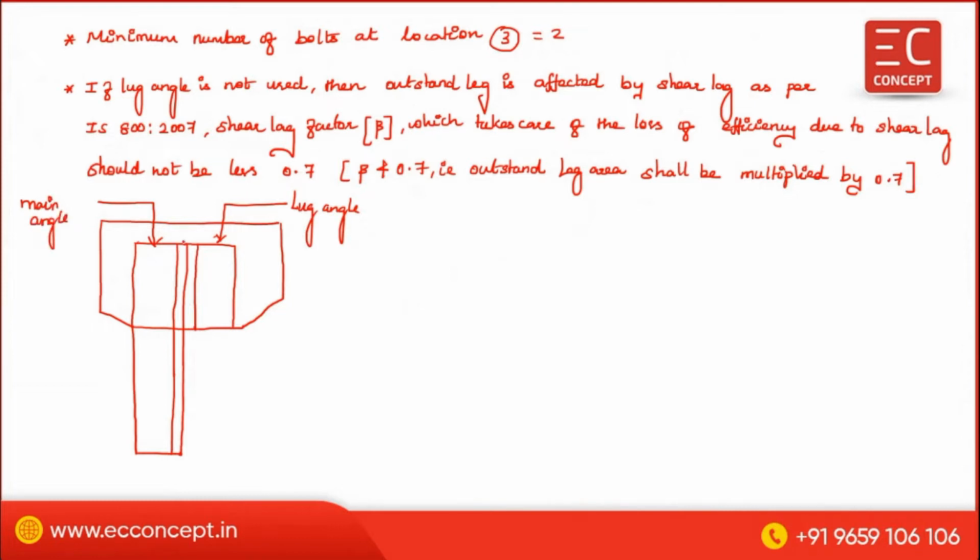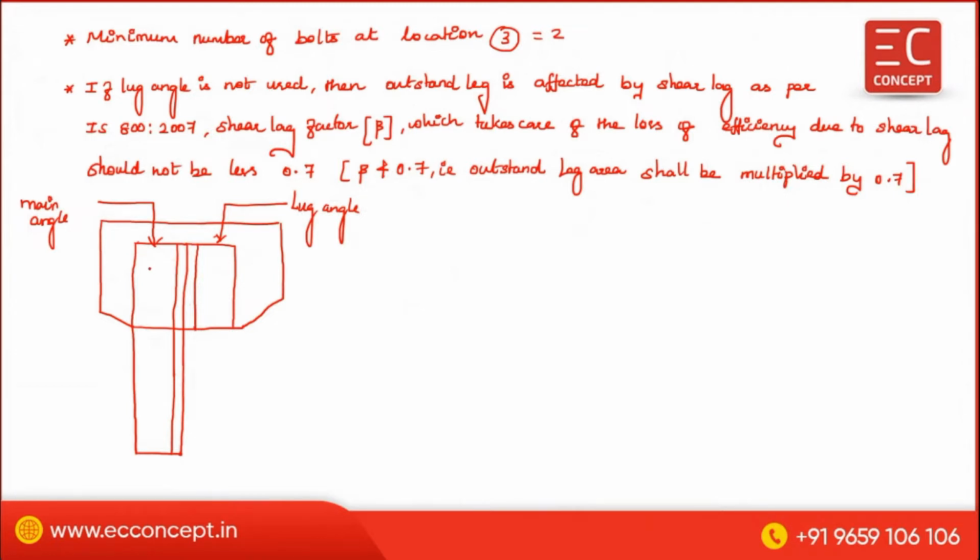If you are not using the lug angle, then the main angle is subjected to non-uniform strain. Because of non-uniform strain, there is a shear lag effect. So in order to make the strain uniform, we add a small angle. That small angle is called a lug angle, used to avoid the non-uniform strain. Once we avoid non-uniform strain, there is no shear lag effect.